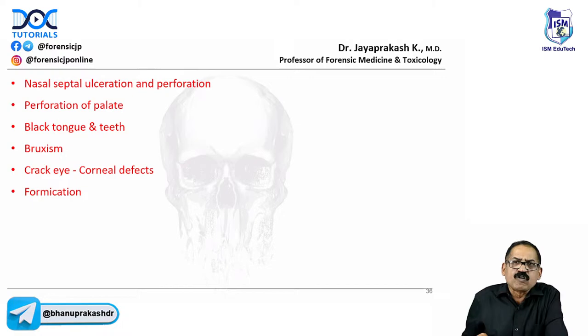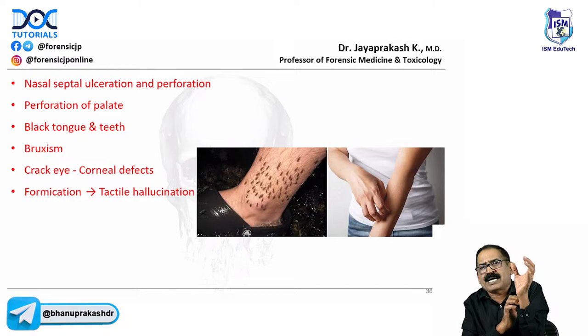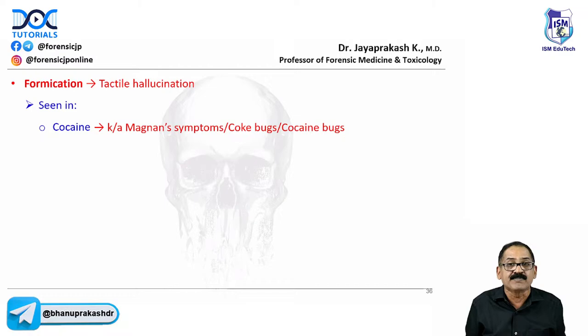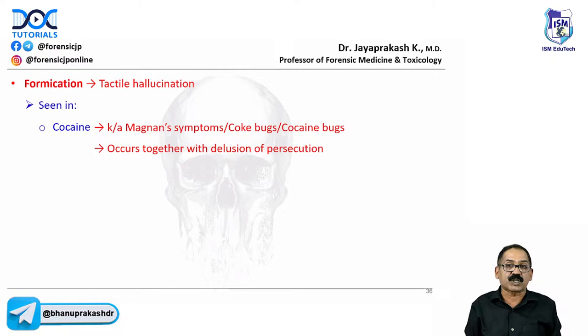Formication means tactile hallucination. Tactile hallucination means the person feels some sand grain under the skin or insects crawling over the skin. Seen in case of cocaine. In cocaine poisoning, it is specifically known as coke bugs or Magnan symptoms or cocaine bugs. And it occurs together with delusion of persecution.